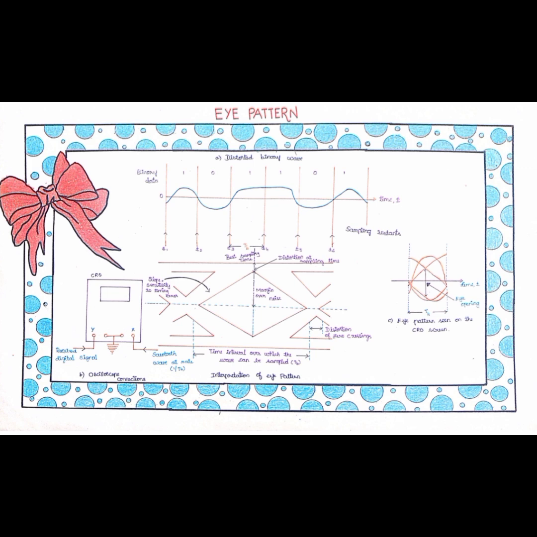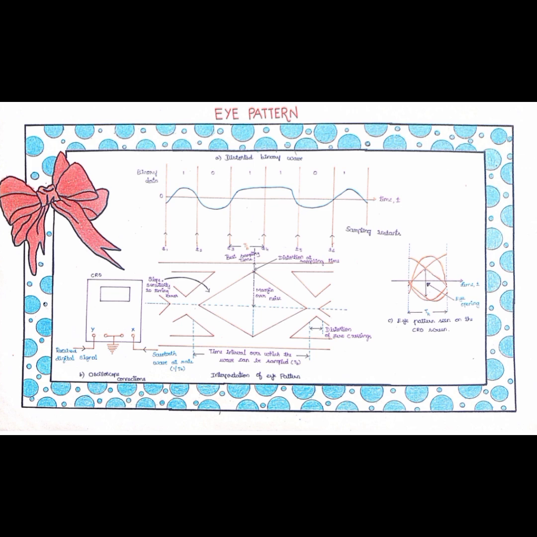On the horizontal axis, time is represented, and on the vertical axis, signal amplitude is shown. By overlapping many bits of the signal on the same time scale, engineers get a clear view of how clean or noisy the signal is. Now let's look at the key aspects of the eye pattern.